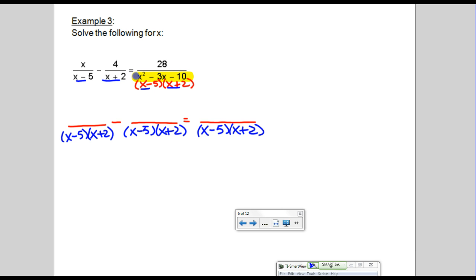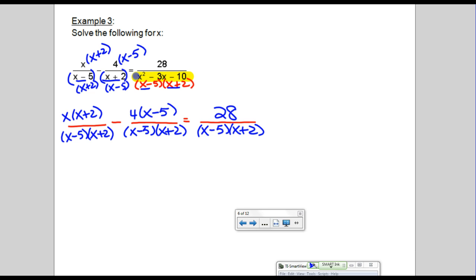Okay, so creating a common denominator all the way across and filling in the numerators, we have to multiply the first fraction by x plus 2. All right, the second fraction, we have to multiply that with x minus 5. And the last fraction, the denominator stays the same, so the numerator stays the same. Crossing off the denominators at this point, we have x being multiplied with x plus 2.